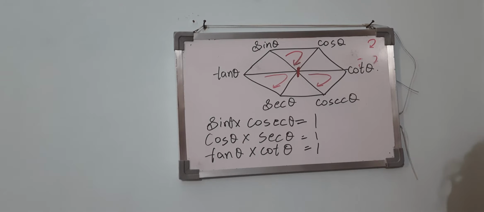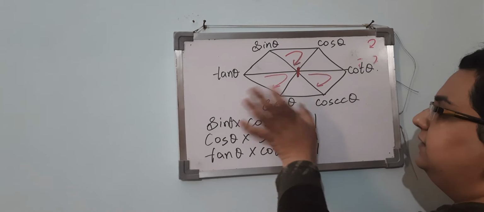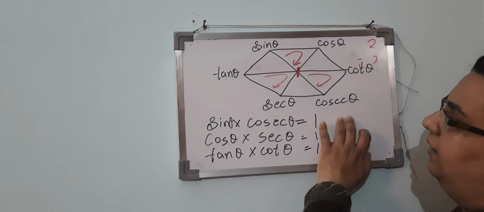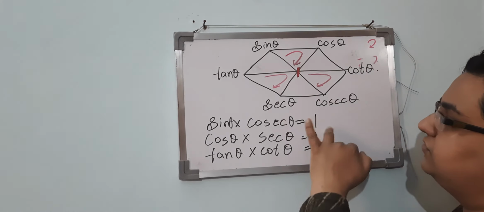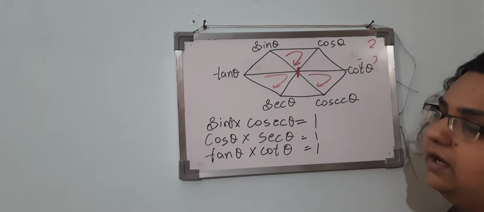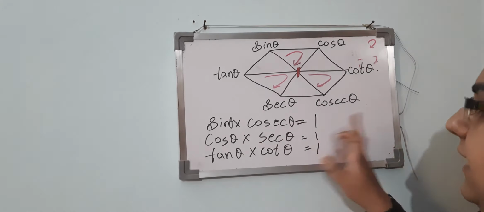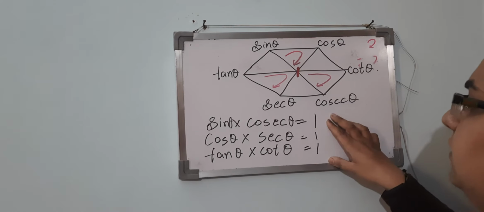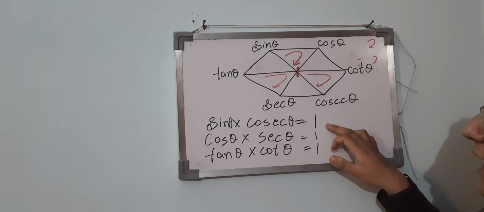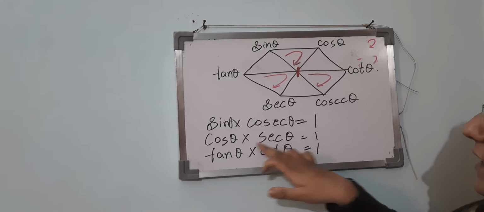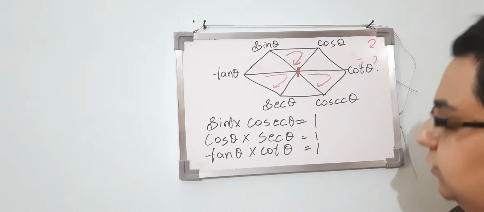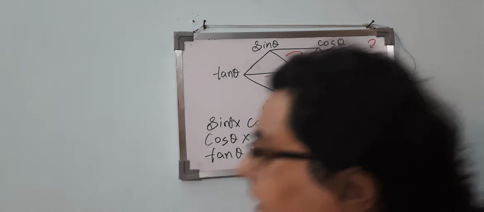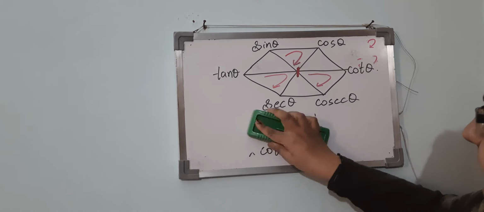So this is the benefit of writing this one. And what is the benefit of making this diagram? That you can easily construct formulas from this figure. It is very simple. Like these are 3 formulas. Sin theta into cosec theta is 1, then cos theta into sec theta is 1, then tan theta into cot theta is 1. So this is the basic fundamentals of trigonometry.